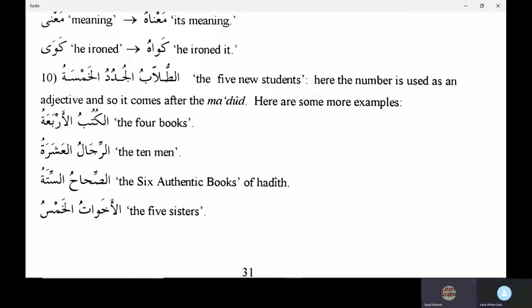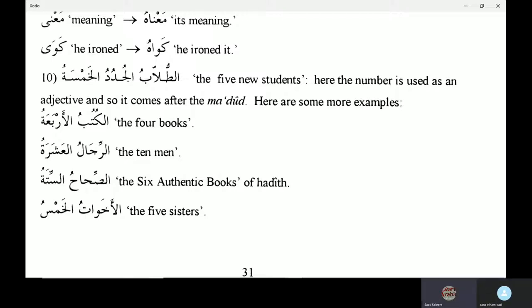Al-Kutubul Arbaatu, the four books. What is the madud here? Tulab. Okay, what does madud mean? Madud means the thing which is counted. The ten men, so the men is the madud. So I think tulabul jududu is not the madud, right?